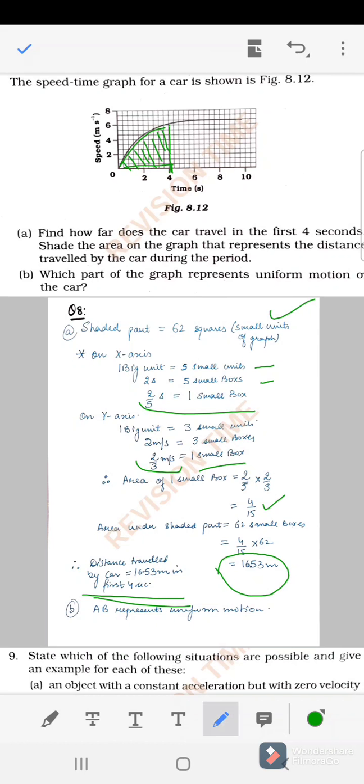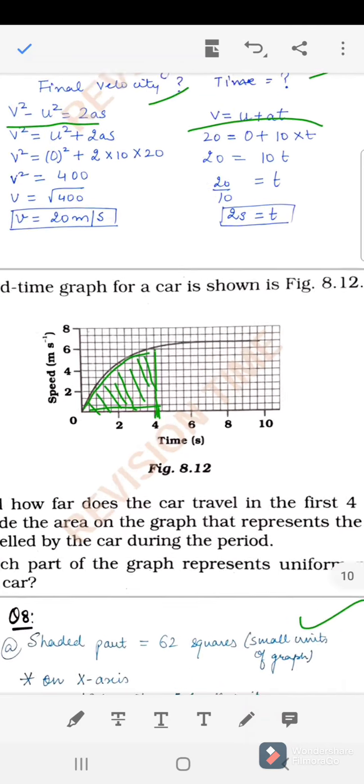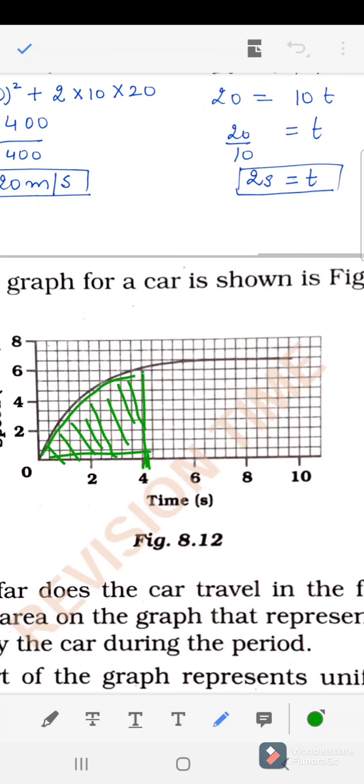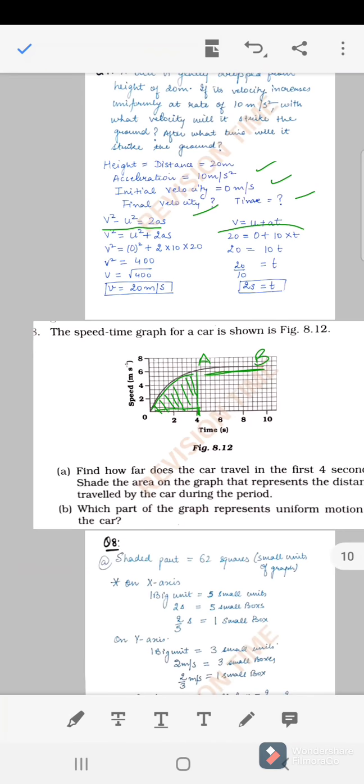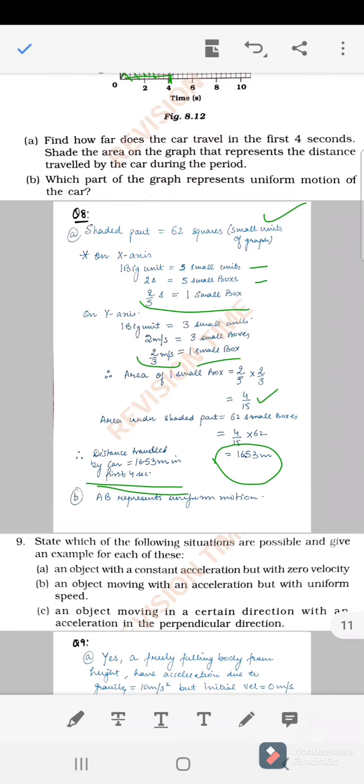B part asks us which part of the graph represents the uniform motion of the car. So here, this line, this part shows the uniform motion. Let this be the point A and this B. So AB shows the uniform motion.